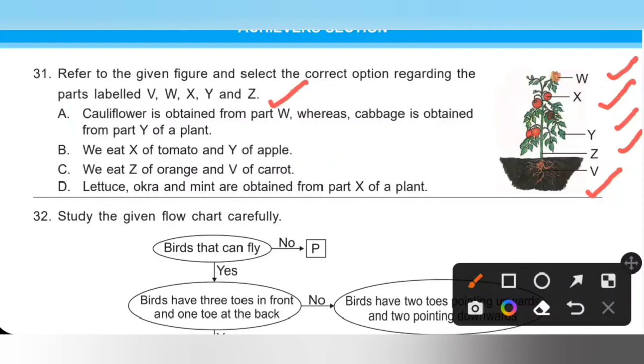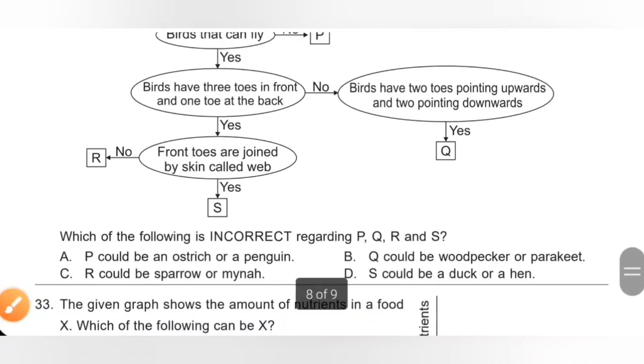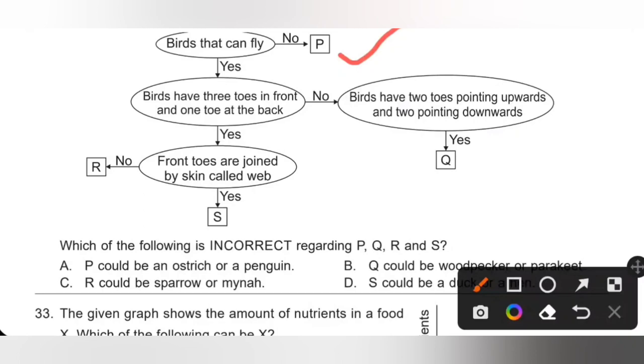32. Study the given flowchart carefully. So P is a flightless bird. And Q is a bird that has two toes pointing upwards and two toes pointing downwards. So Q is a bird like a woodpecker that clings to the bark of a tree. S is a bird whose front toes are joined by a skin called web. So S is a bird with webbed feet like duck, penguin, etc. And R is a perching bird like crow, sparrow or myna.